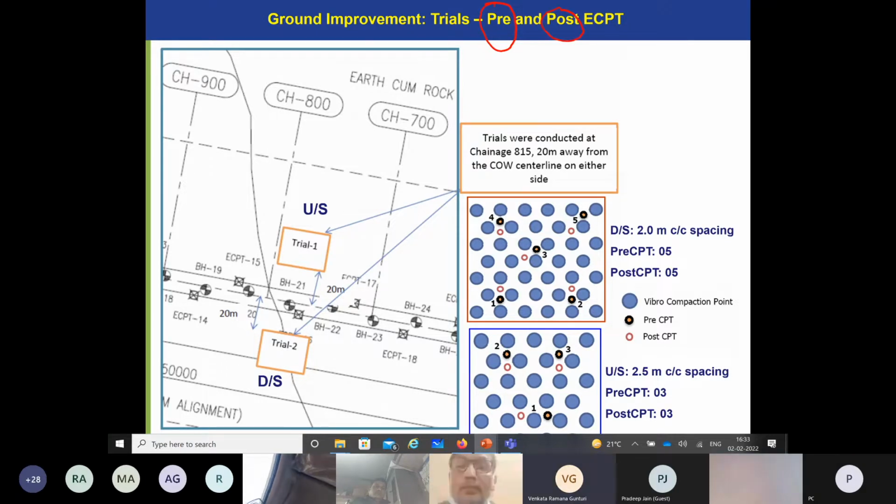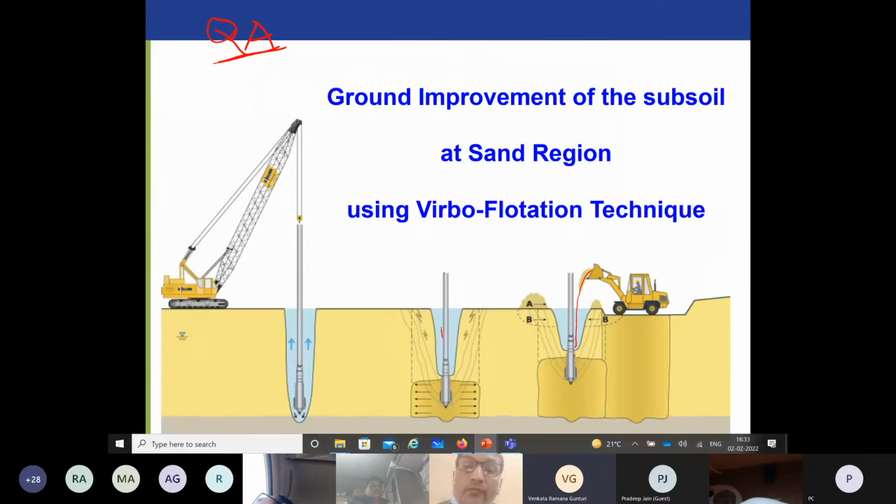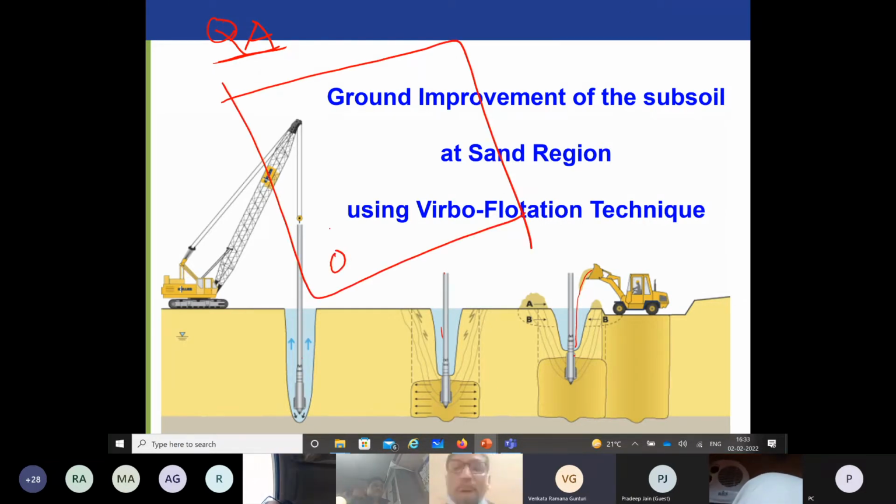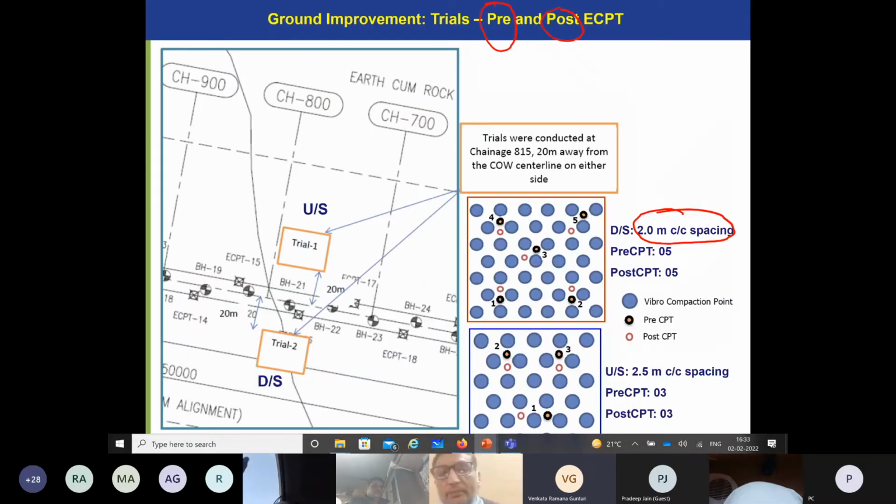Because you need to know what is the improvement in the relative density of the sand after post compaction. And also we want to economize the cost. So we carried out this at 2 meter center to center spacing. Each hole is at 2 meter. If you look at the plan, each hole is at 2 meter center to center. And the other one is at 2.5 meter center to center.